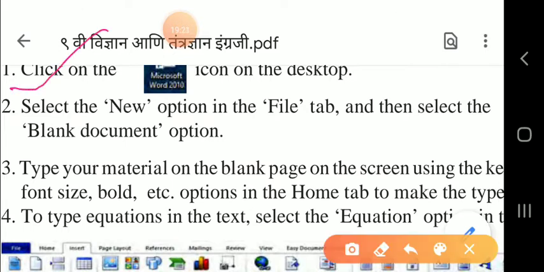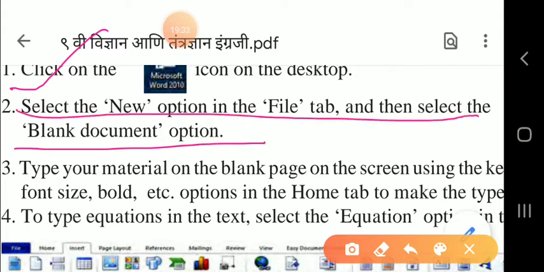The second step is to select the New option in the File tab and then select the Blank Document option. Then the third step is to type your material on the blank page on the screen using the keyboard. Then use the language, font size, etc. We can make it bold so that it looks more attractive, and all these options are given in the Home tab.